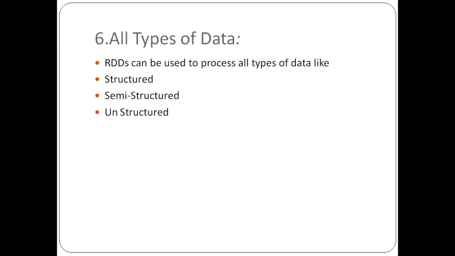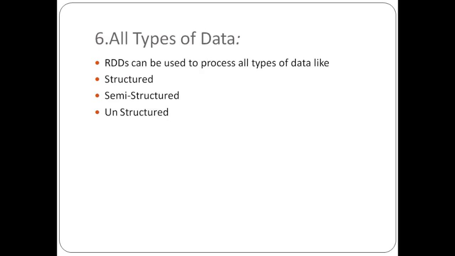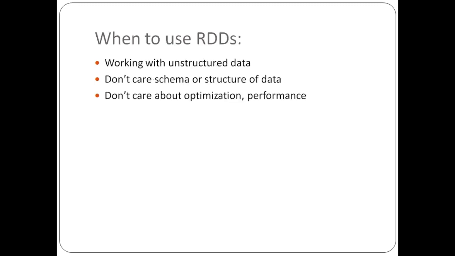First one is fault tolerance. Second one is lazy evaluation, distributed computing, in-memory computing, immutability, and it can handle all types of data. So now these are the six important features.